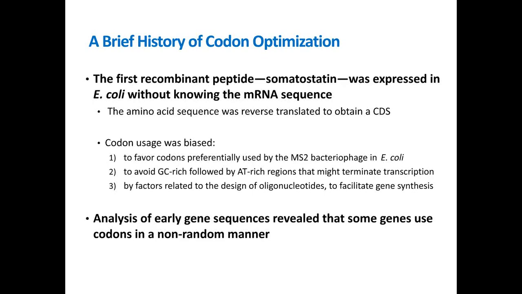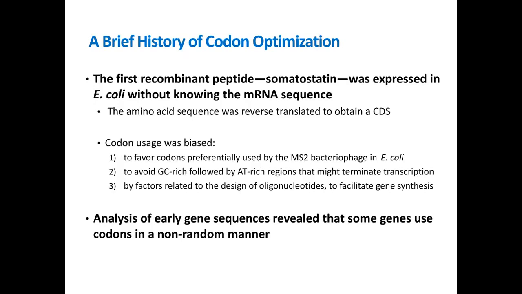How did people even come to do the codon optimization? Some of it is historical, right? Initially, the first recombinant peptide that was expressed, somatostatin, was made in E. coli, and they made this without even knowing the mRNA sequence. So they reverse translated the amino acid sequence to obtain a coding sequence. Since they didn't know what the natural codon usage was, they could use whatever codons they wanted, and they biased it in a certain way to suit their needs.